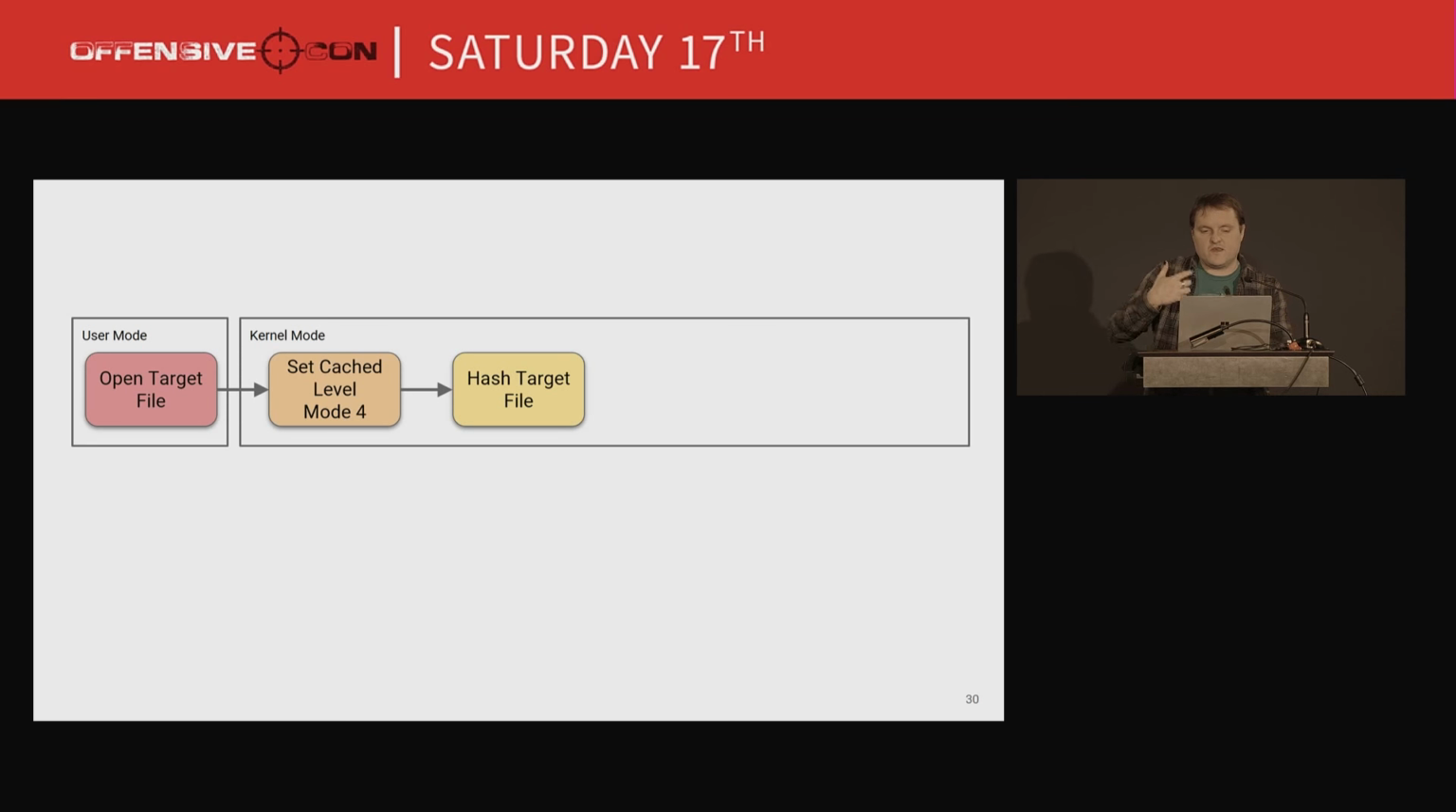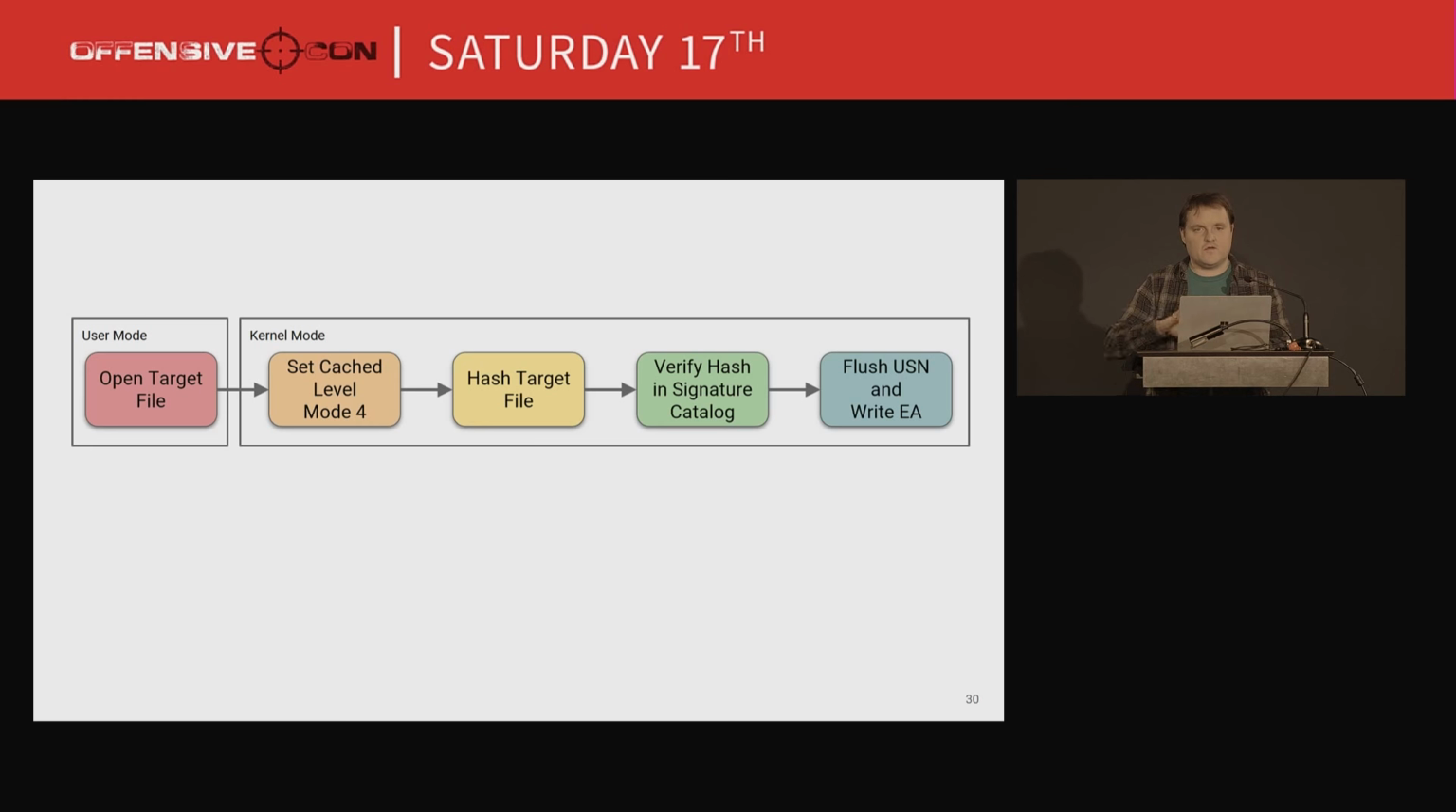Obviously the kernel has to then hash that target file and produce a SHA-1 or a SHA-256 hash of it. It then has to find the catalog which corresponds to that hash and verify it. And then finally, if the verification is successful, it makes sure that there's no pending writes to the file. It flushes this USN change journal and then writes the extended attribute. And from then on, you can no longer modify the file.